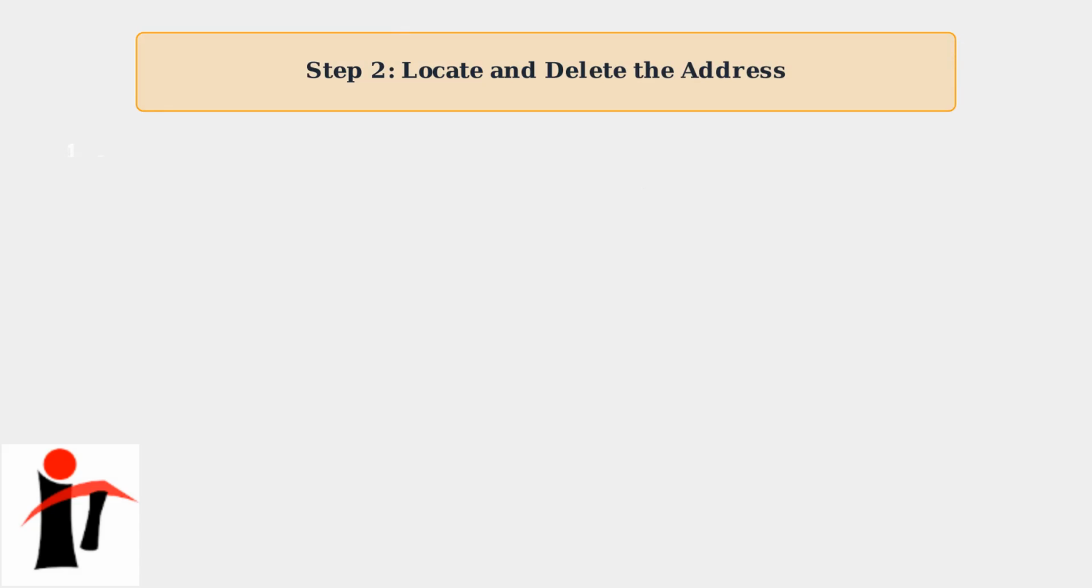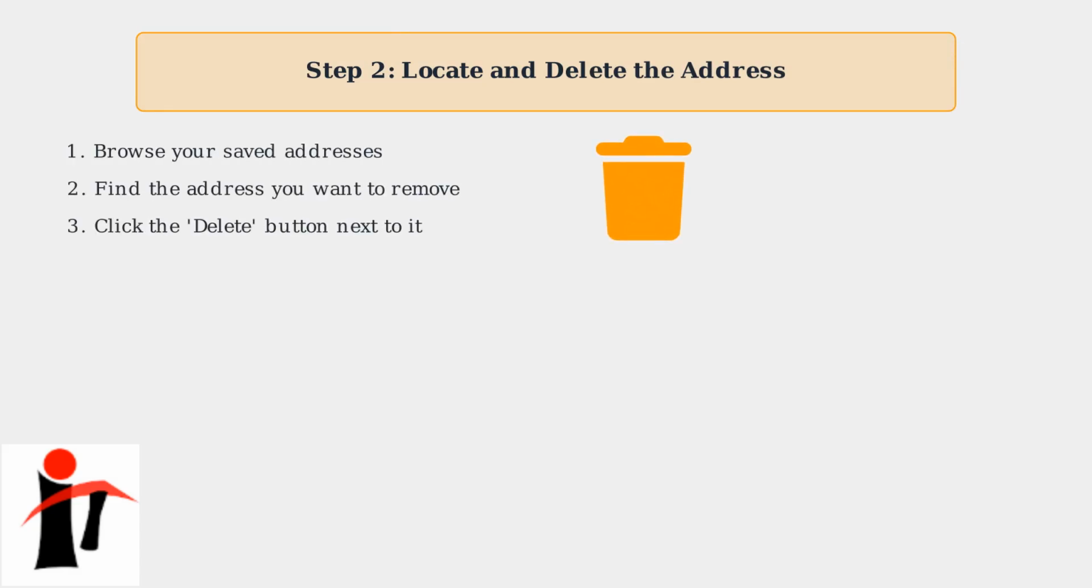From your account page, look for the Your Addresses option, which will take you to the Address Management section. In the Address Management section, you'll see all your saved addresses. Each address will have options to edit or delete. Simply locate the address you want to remove and click the Delete button next to it.